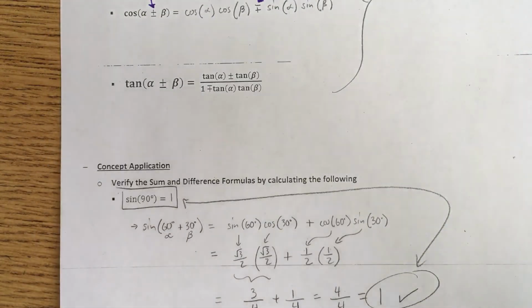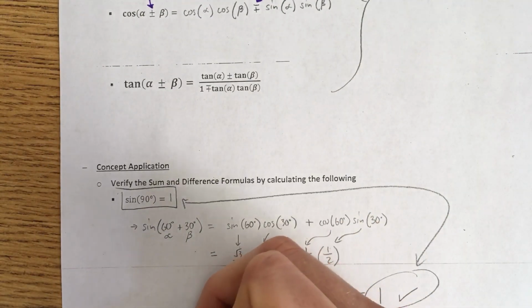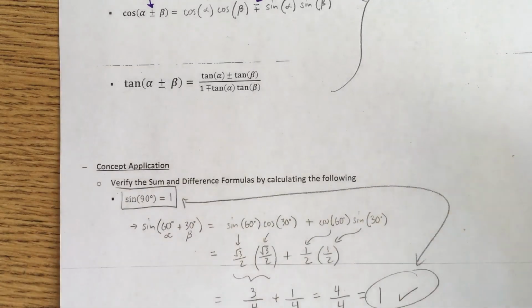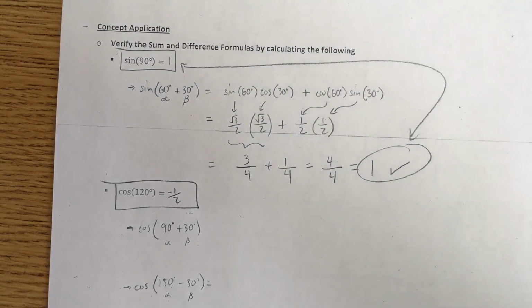Also, cosine of 120 is on the unit circle, and if you simplified correctly and utilized the formula correctly, you should get negative 1/2. Let you try that on your own. If you don't get negative 1/2 and can't figure out what your mistake is, please let me know. I can answer those questions.